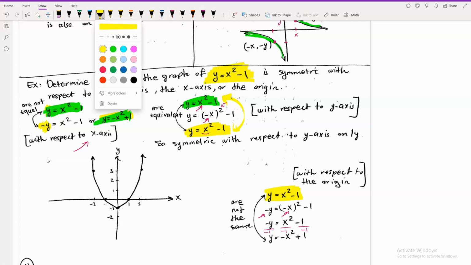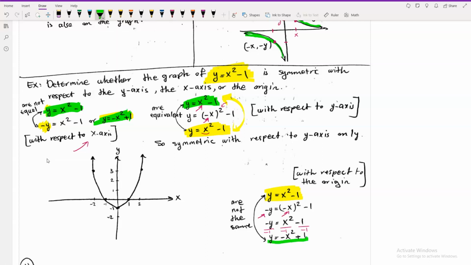Then compare what we have here with what was given. Obviously, these two are not exactly the same because of having this negative on this part. So we do not have equivalent equations. This means this is not symmetric with respect to the origin. So the only one that we have here is symmetry with respect to the y-axis only.